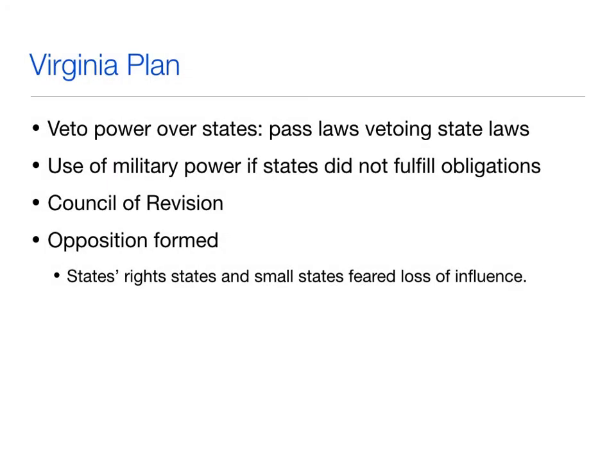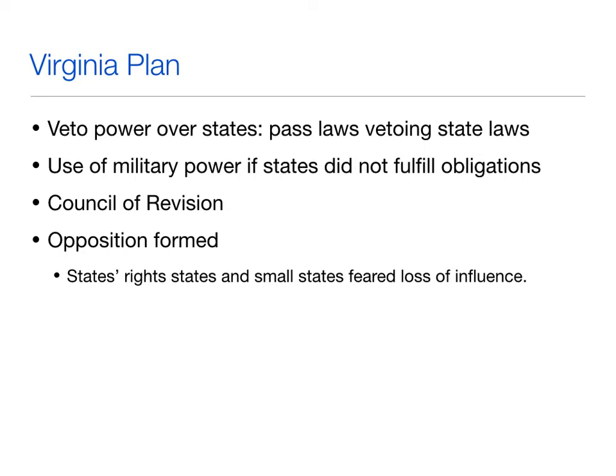In this Virginia plan, this new national government would have veto power over the states, which basically would make the new national government superior and would have sovereignty over states. So the national government could pass laws to veto state laws. And to address the issues that Congress had enforcing its own laws, they proposed using the military to compel states if they did not fulfill their obligation.